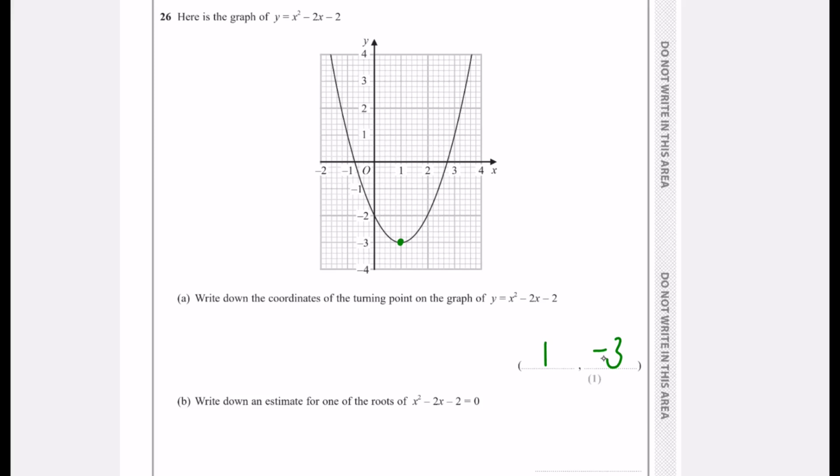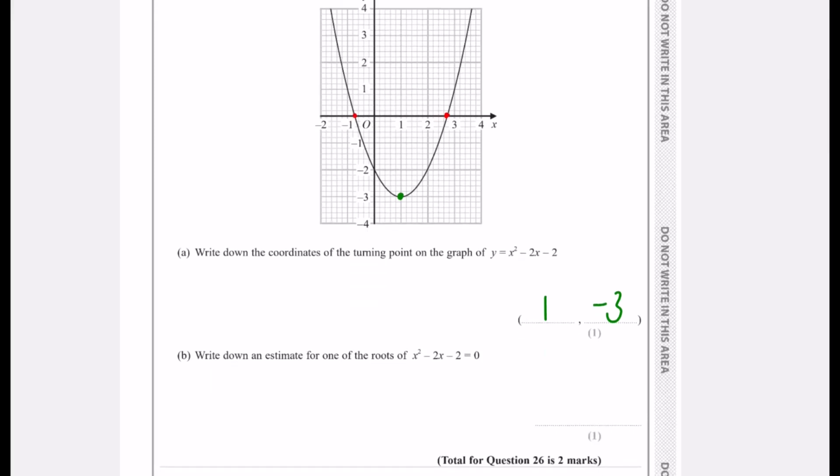Write down an estimate for one of the roots of x squared minus 2x minus 2 equals 0. So it's the same graph where it's equal to 0 is where it crosses the x-axis. So we're here and we are here. So we only need one of them, and they are at 2.7. Or we could also write minus 0.7. But we only need one of them for that mark.